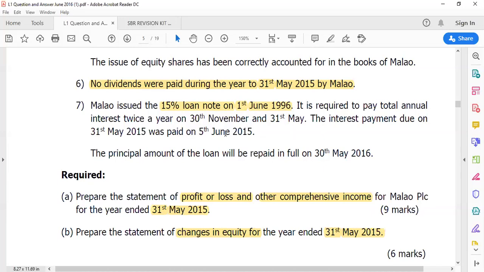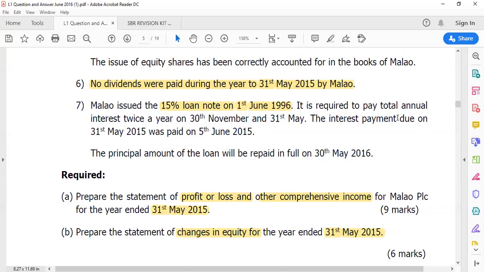It is easier for you to fail this working if you don't know the principle. The principle is called the accruals concept. The accruals concept says that you recognize revenues and expenses in the period when they are incurred or when they occur. So this interest is being incurred in the current year. Whether they pay it next year or the following year, we are going to recognize the payment in the year when it has been accrued.